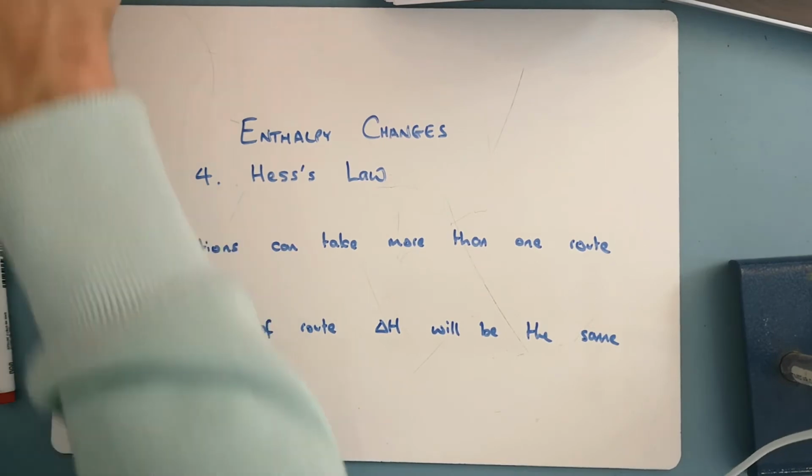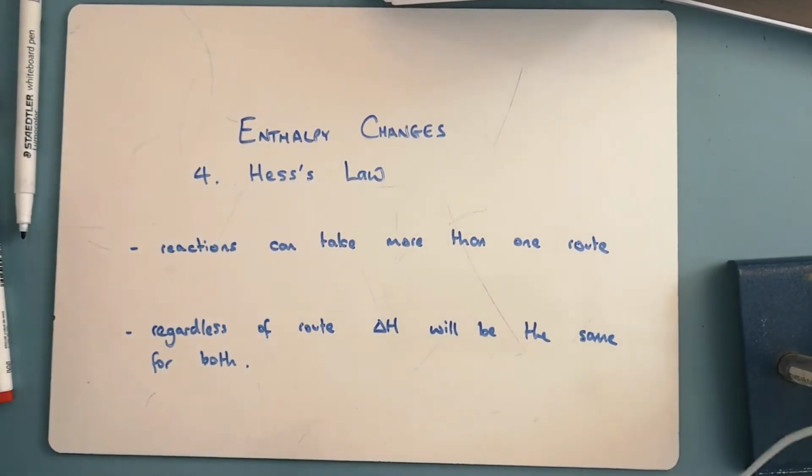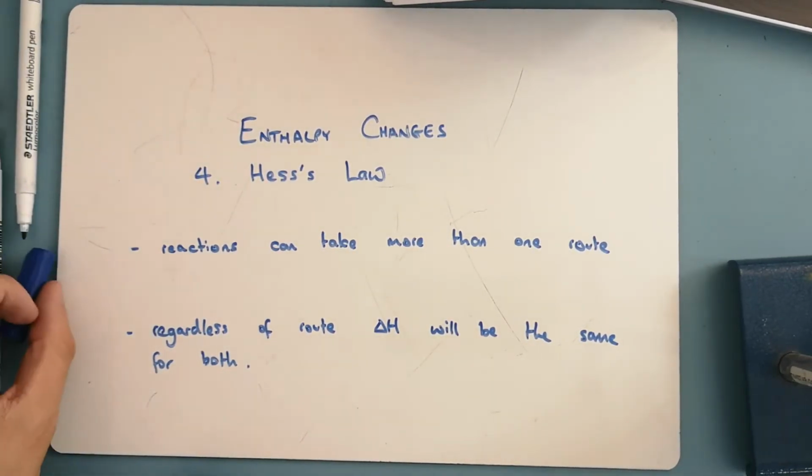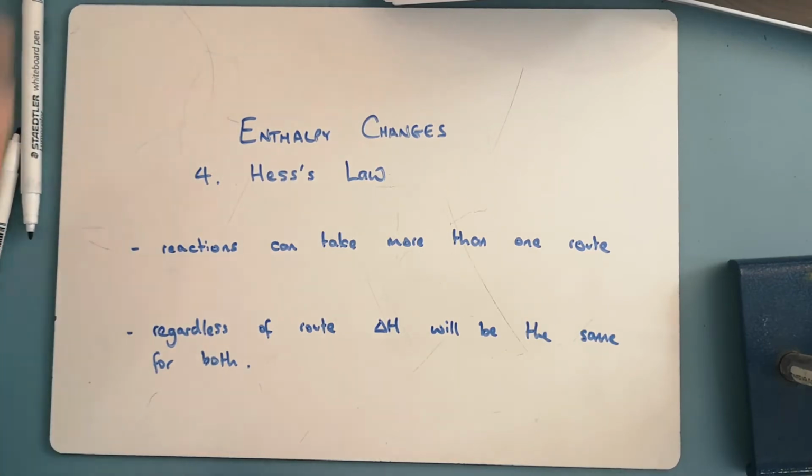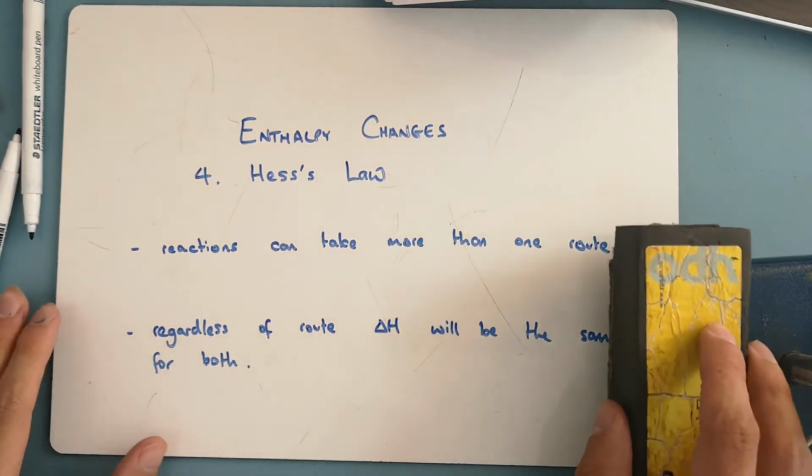And we take advantage of that because a problem that often occurs in working out these enthalpy changes is we can't do them experimentally. And if we can't do them experimentally, for whatever reason, then we can take advantage of Hess's law in order to then find out what the enthalpy change would be.